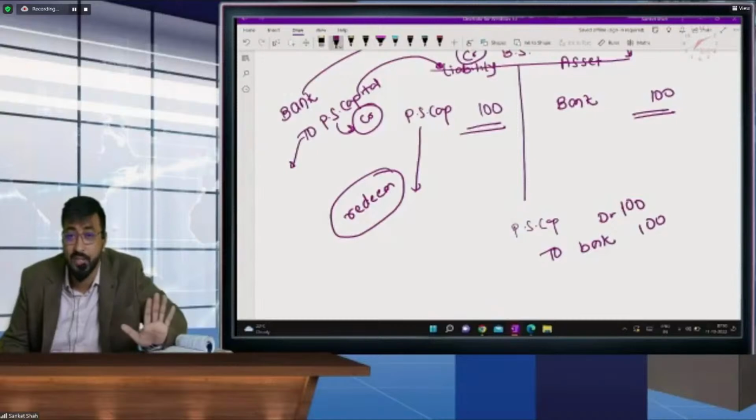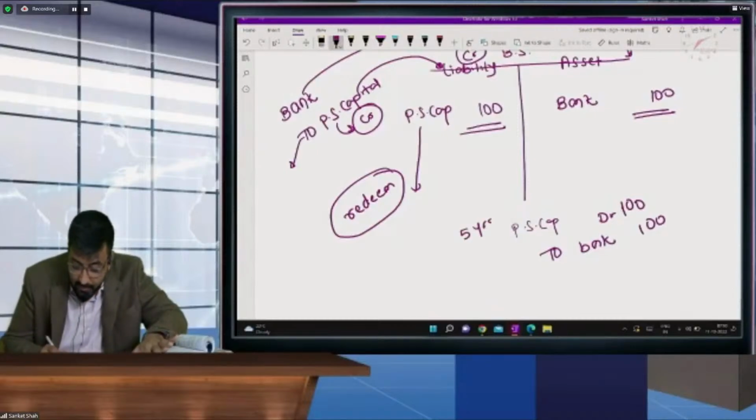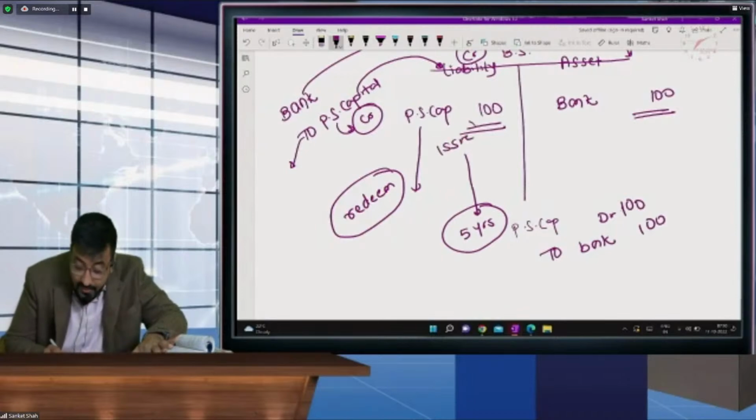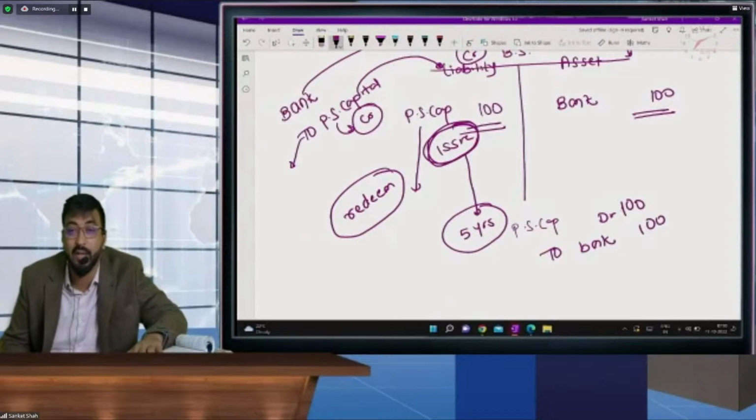Its life is very simple. After 5 years from the date of issue, when you raise this capital, this is called issue. And when you pay back, it is called redemption. Let me tell you once in Hindi.